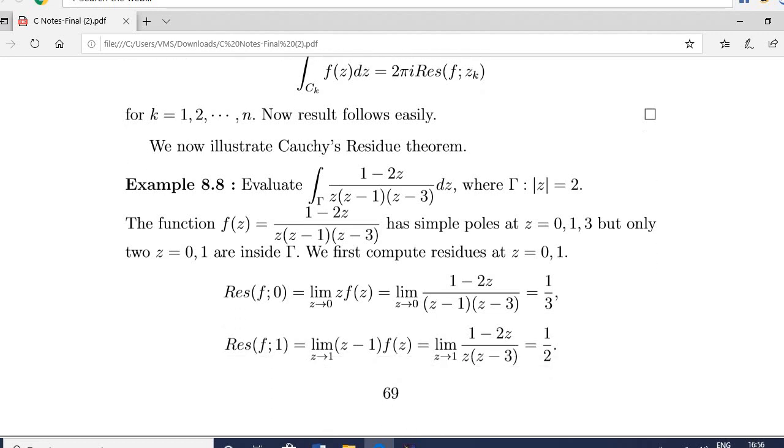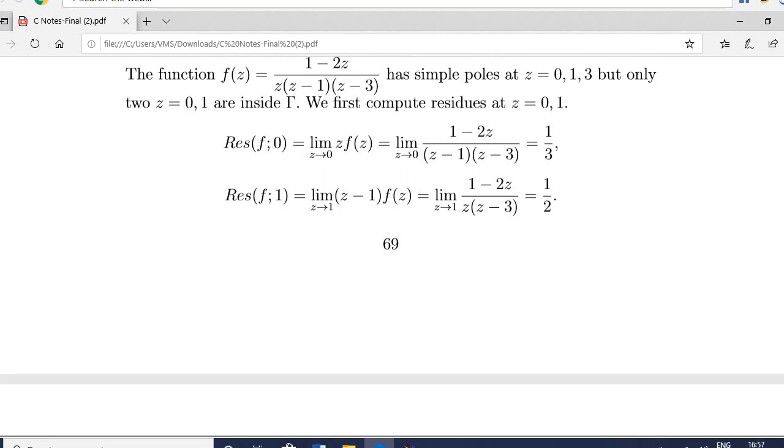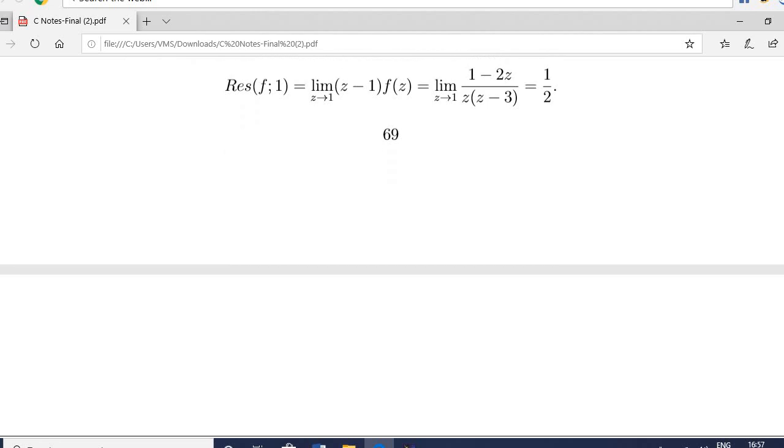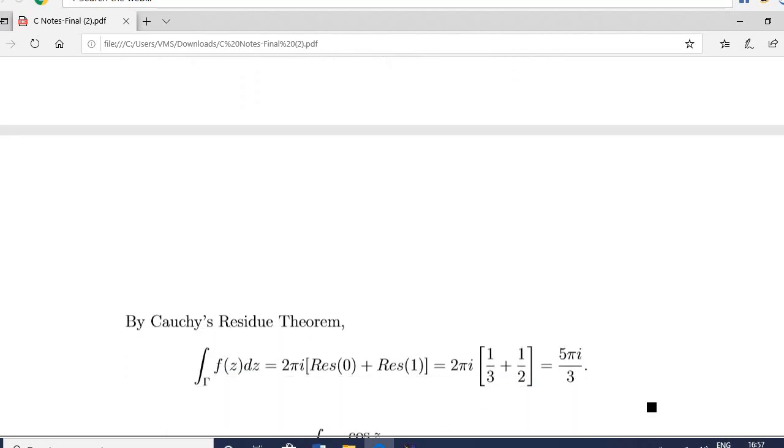Similarly, residue of f at 1. Now you take away z minus 1. So remaining part is (1 minus 2z) upon z into (z minus 3). Take limit, you get 1/2. Add the residues. Residue of f at 0 plus residue of f at 1 is 1/3 plus 1/2. Then you get 2 pi i times the sum of the residues, which is 2 pi i times 5/6, that is 5 pi i by 3.